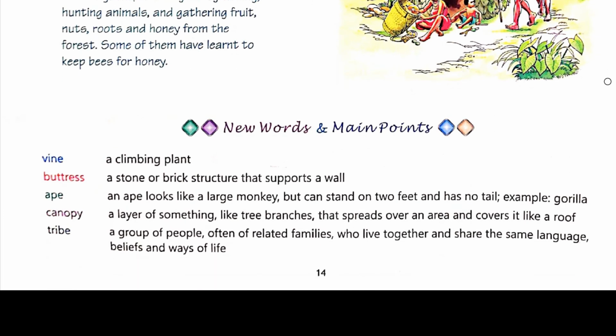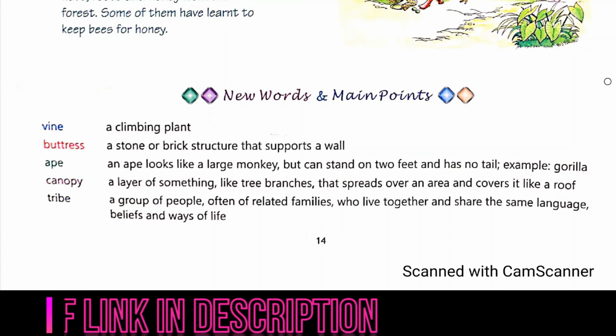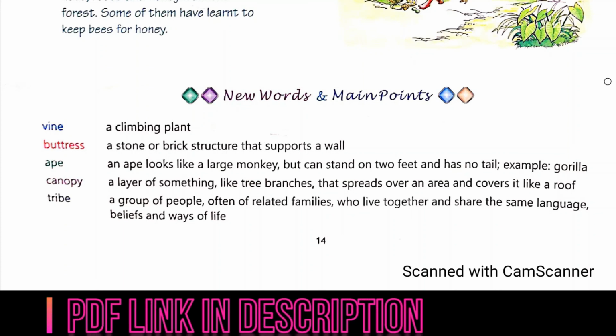Now we will discuss the meaning of some new words. Before discussing the meaning of new words, I want to say that you have to learn the spellings of the underlined or highlighted words as shown in the chapter. So let's discuss the new words meaning. First, vine means a climbing plant. Secondly, buttress, a stone or brick structure that supports a wall.